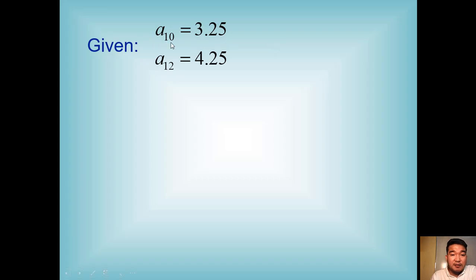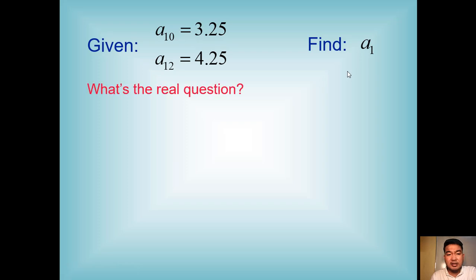But what if the given values are like this? A sub 10 is equal to 3.25 and a sub 12 is equal to 4.25. And you are asked to solve for the first term. So let us understand the problem. What is the real question here? You are asked to solve for the difference, because as you solve for the difference, you can now find the value of the first term.